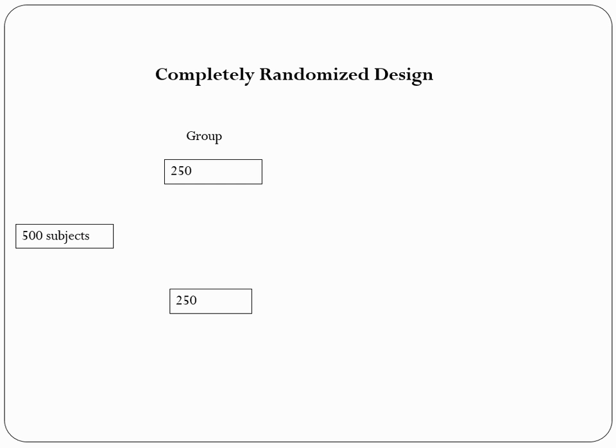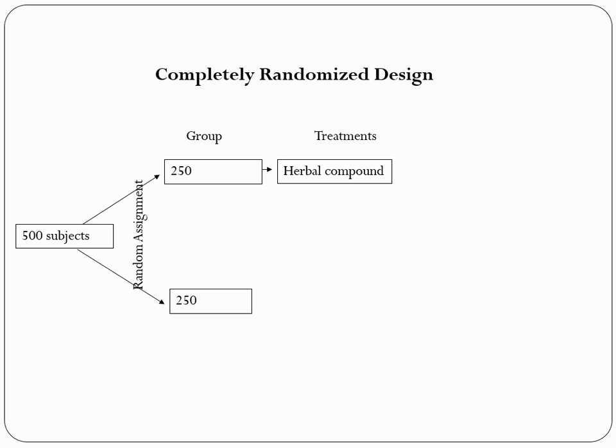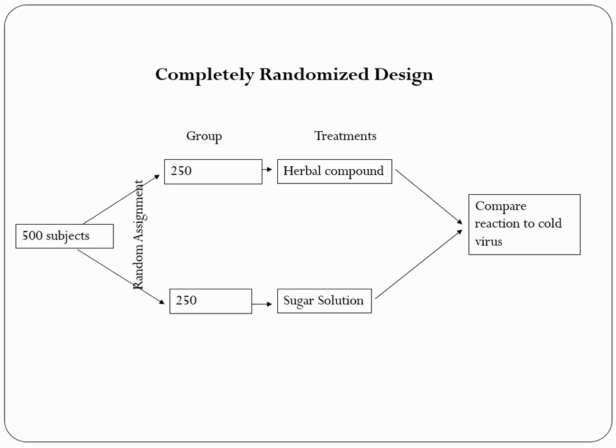So here's what we can do. Completely randomized design. We take, say there's 500 people. We got 250 that go each way. So maybe we number all of our subjects. We pick 250 using like a random number generator to send to the top group to get the herbal compound, and then the other 250 get the sugar solution, and then we compare reactions.